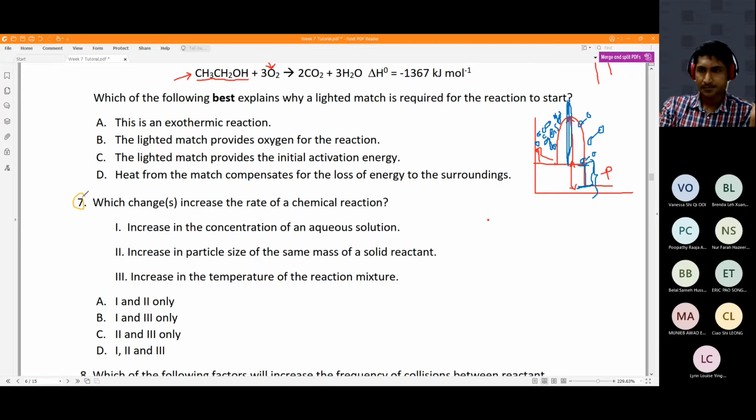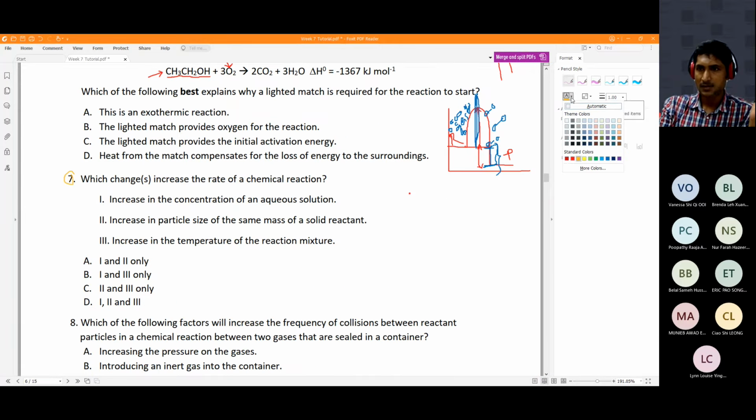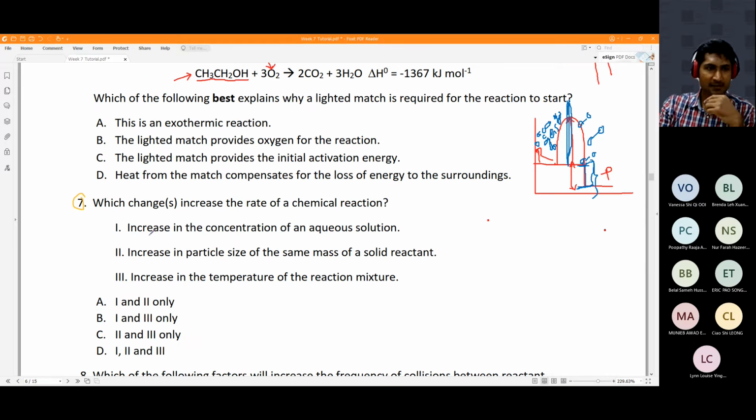Question number 7. Any question? Anybody? All right. Question number 7 says: which changes increase the rate of a chemical reaction?